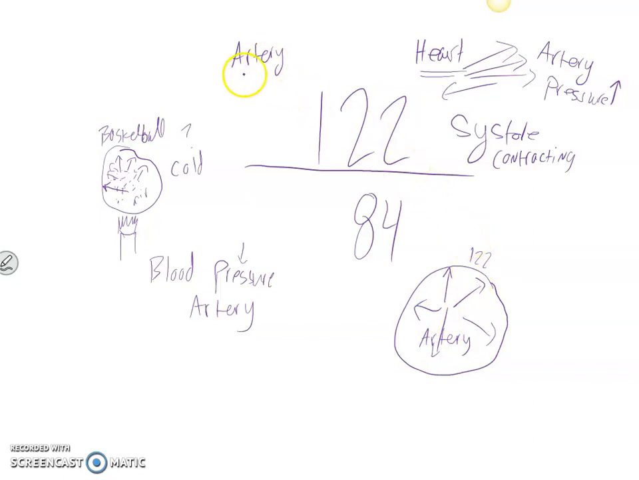So then the question is, what is the artery doing during systole? Well, the artery's bulging. It's getting big. So then what in the world is the bottom number? The bottom number is diastolic, or diastole. That's supposed to be an S. Diastole. Well, it's the exact opposite.